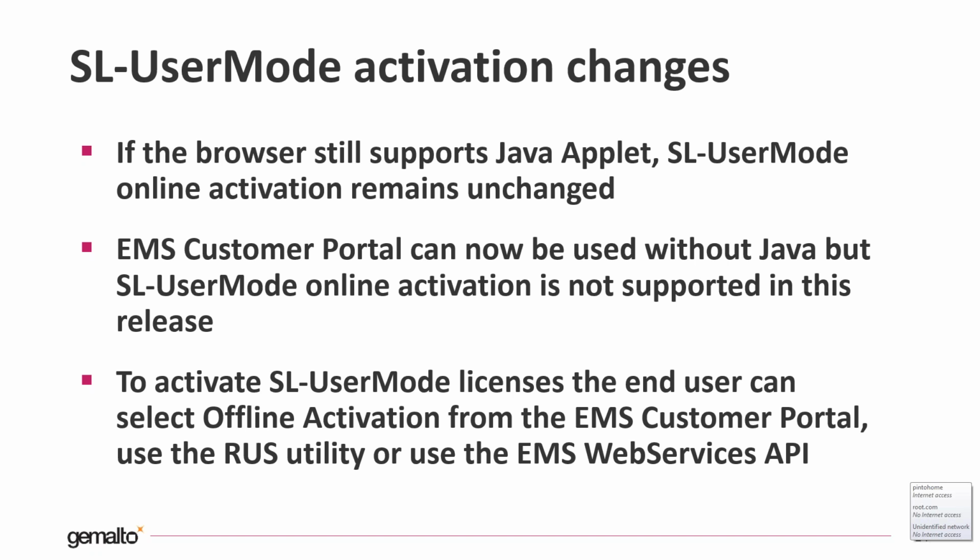So in order to activate the user mode in the newer browsers, there are a couple of ways to do it. As I said, we don't support online activation, so you can select offline activation from the customer portal while activating the product. That's one option. The other option is to use the RUS utility and send the C2V and V2C. And the other option is to use the EMS Web Services API for activating SL-UserMode.